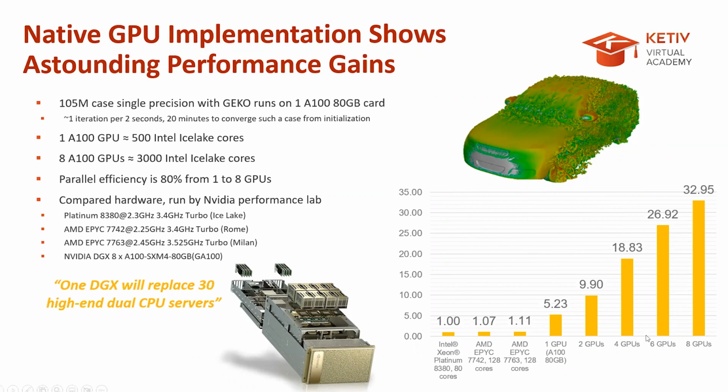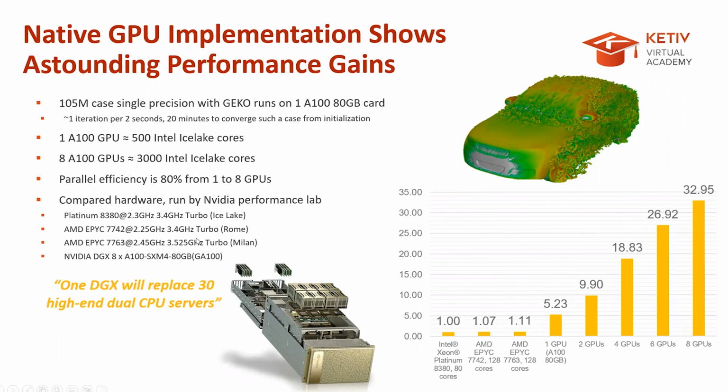And then as you keep adding the GPUs to the computation, by using 8 GPUs, you can get almost a 33 times increase in the speed up of this particular simulation. So if you're looking for equivalency, one A100 GPU card is roughly equal to 500 Intel Ice Lake cores, which is great, right? I mean, if you look at the parallel efficiency, it's almost 80% from 1 to 8 GPUs. So even in terms of scalability, it scales pretty well as you keep stacking on these GPUs.